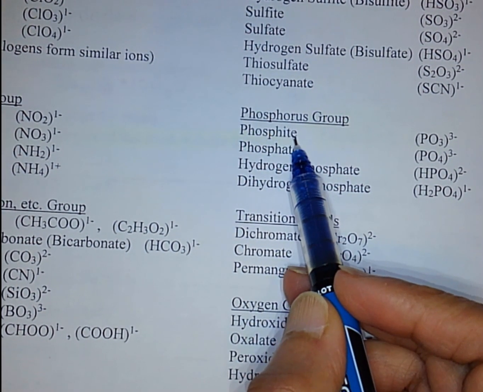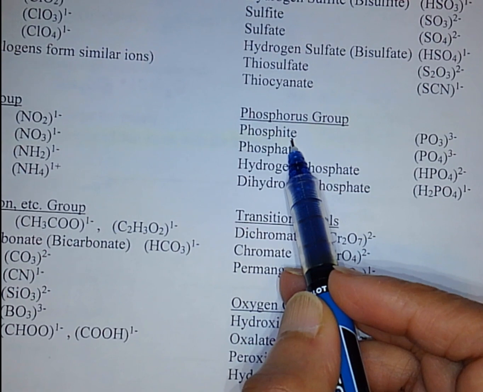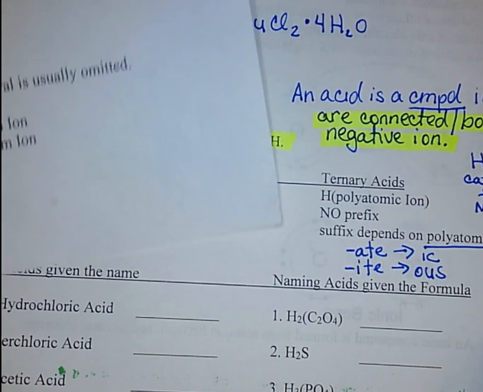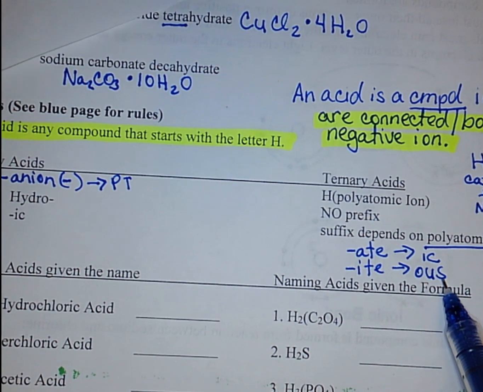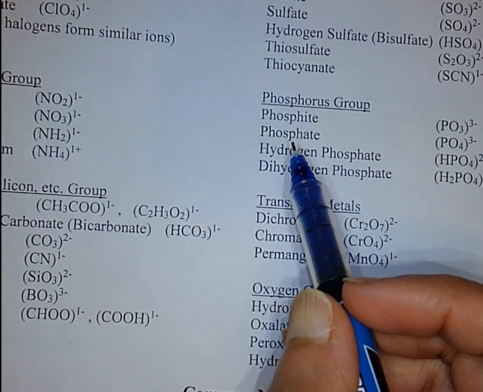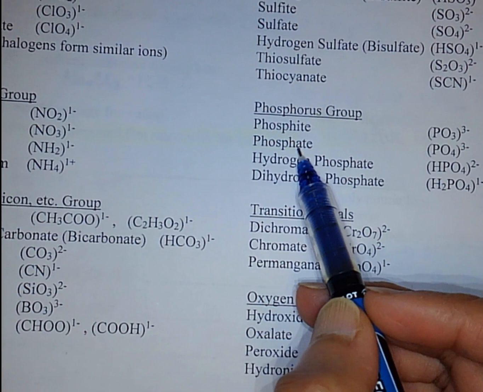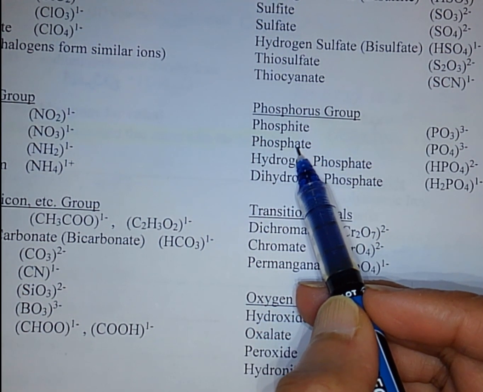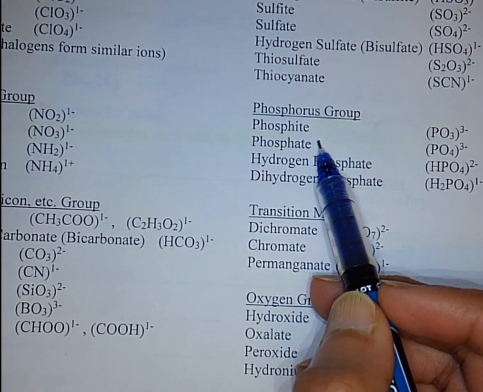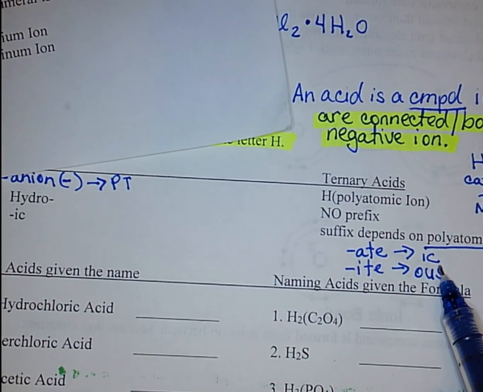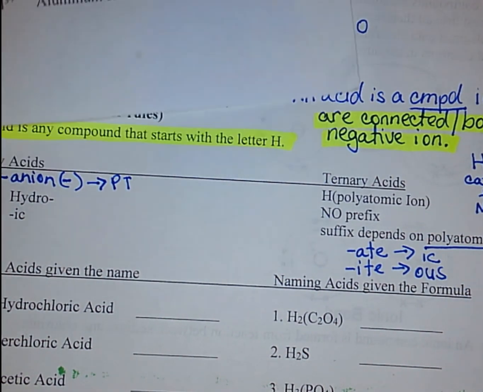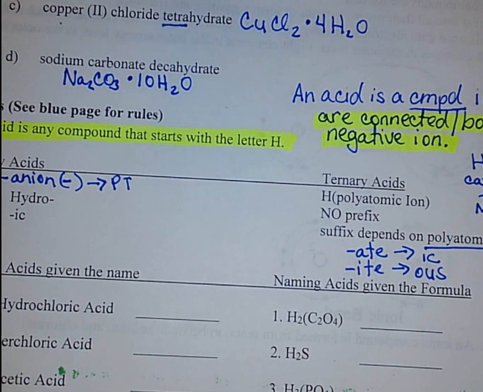Phosphite has an ITE ending. If it has an ITE ending, you're going to replace the ITE with an OUS ending. The ending for phosphate is ATE. So that means you're going to replace the ATE with an IC ending. Okay? So these are just a couple of rules.